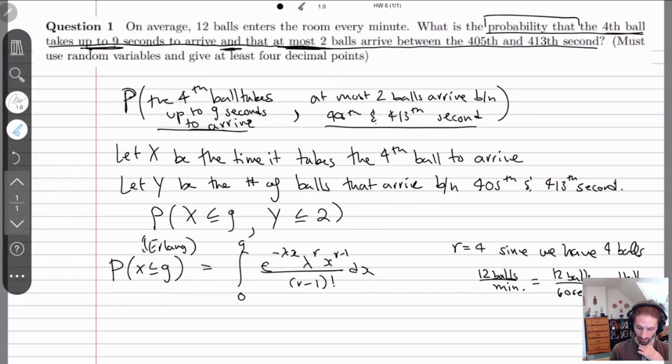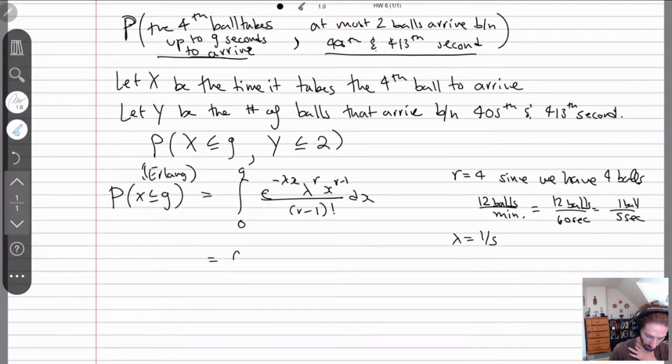So in other words, notice how I have 1 over 5. This means lambda is equal to 1/5. So I just need to calculate this integral: e to the minus 1/5 x, 1/5, r is 4.